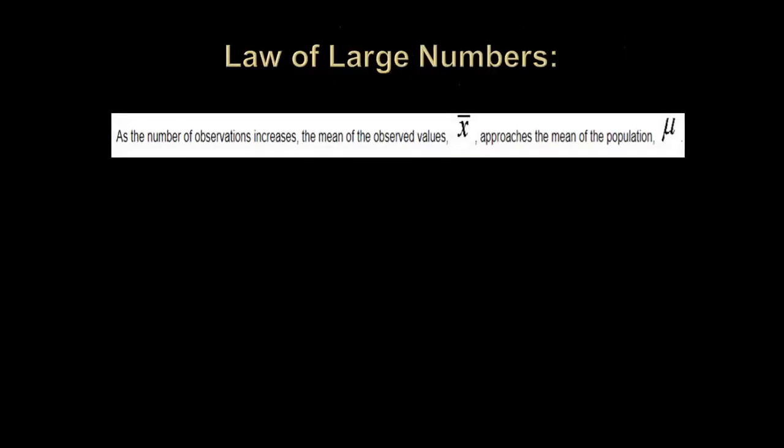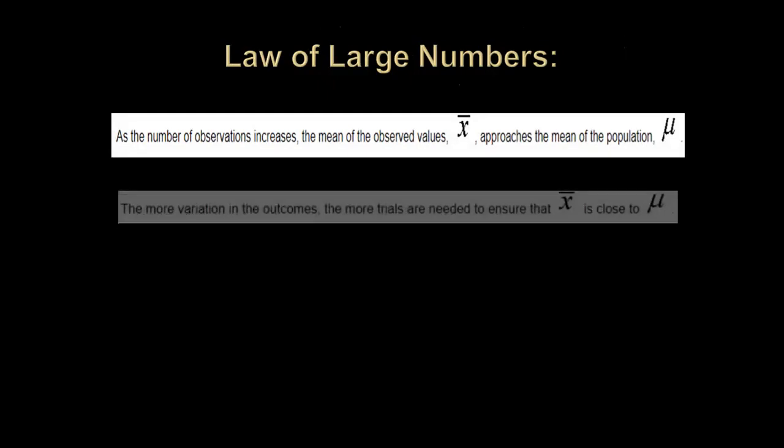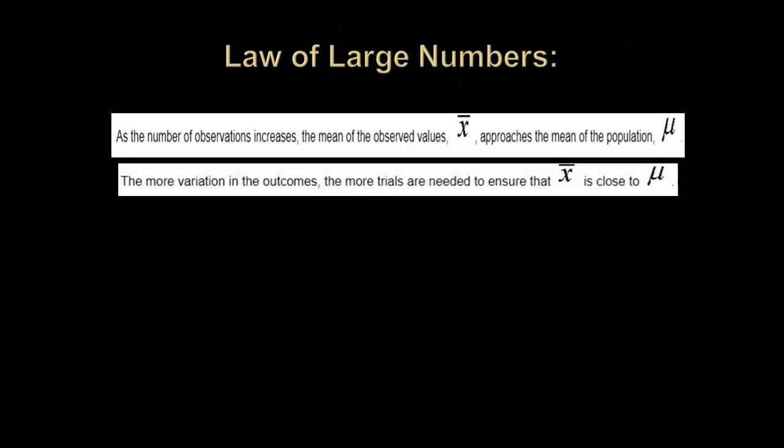The law of large numbers. As the number of observations increases, the mean of the observed values, x bar, approaches the mean of the population, mu. The more variation in outcomes, the more trials are needed to ensure that the mean is close to the mean of the population.